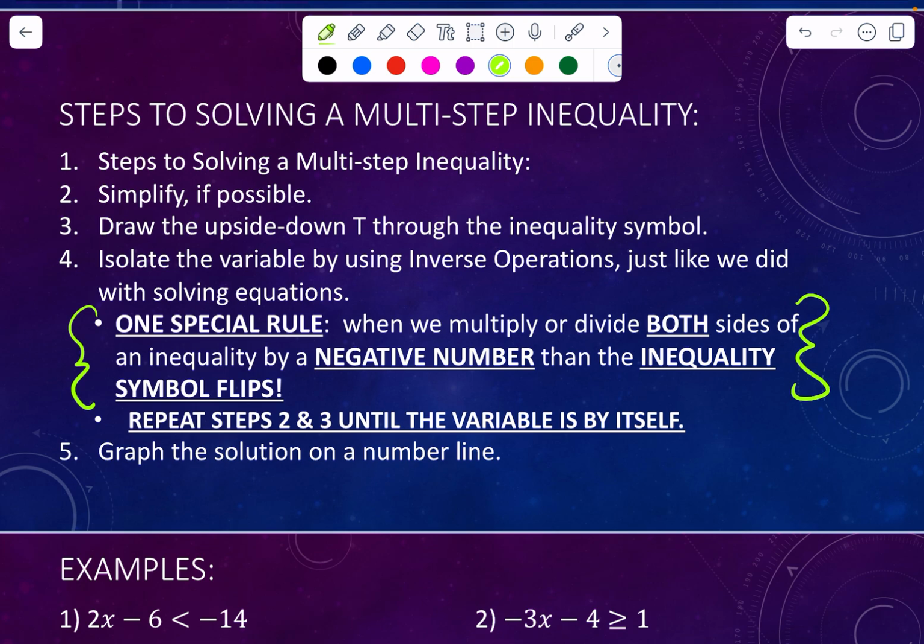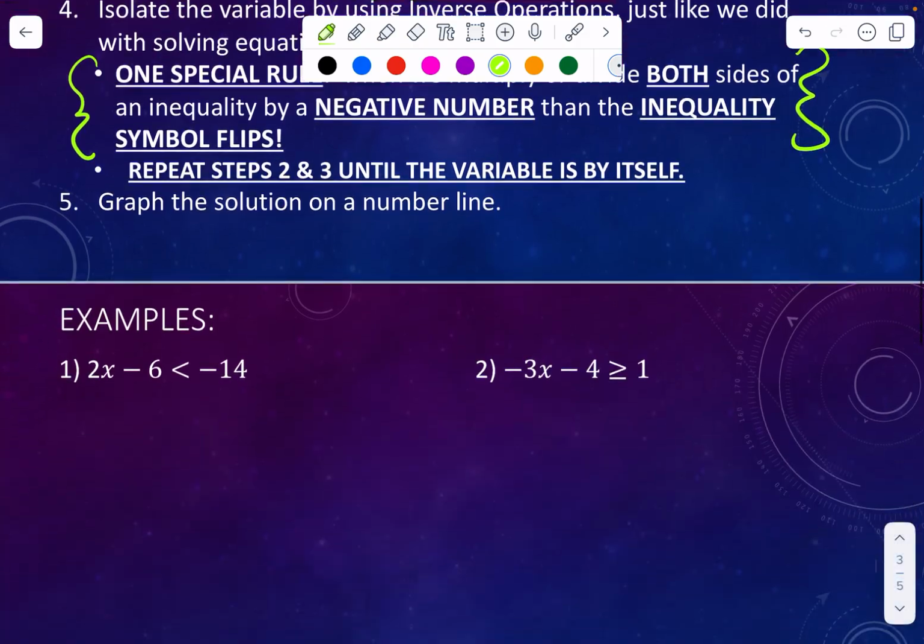And then here's where that one rule comes. It only happens when we multiply or divide both sides of an inequality by a negative number, then the inequality symbol flips. After that, we repeat steps 2 and 3 until the variable is by itself, and then we graph our solution set.